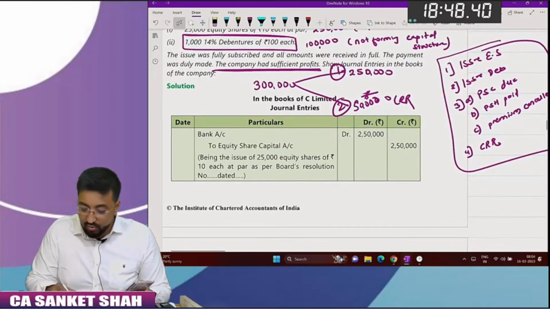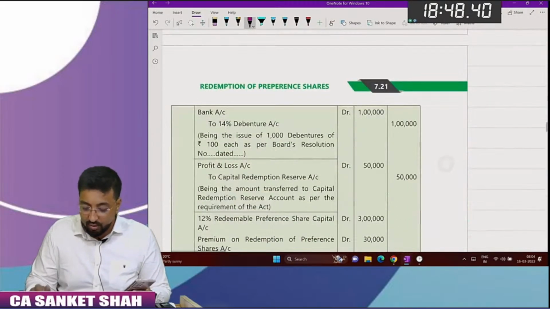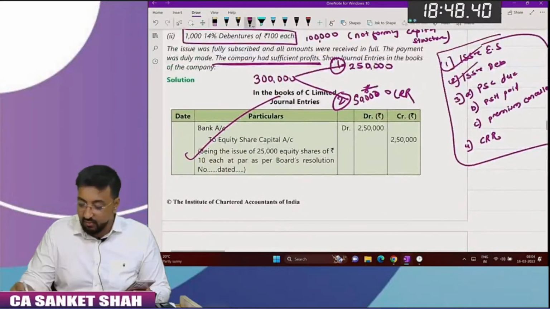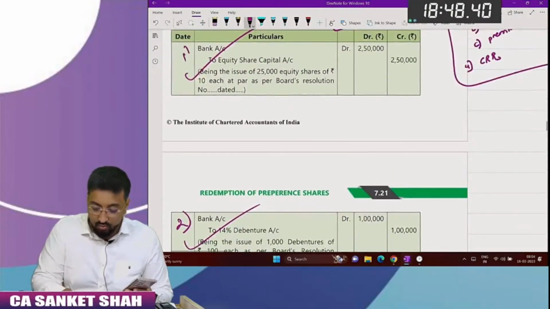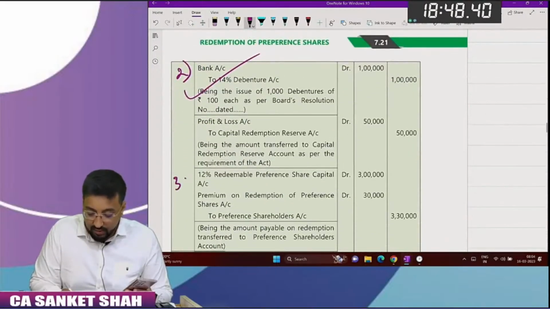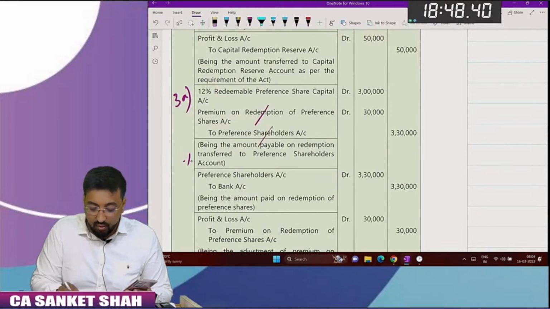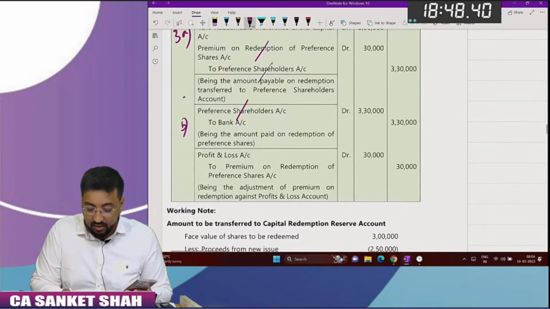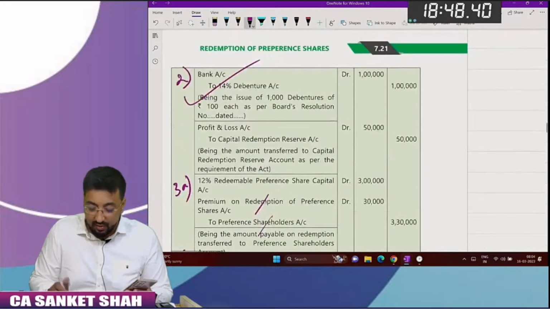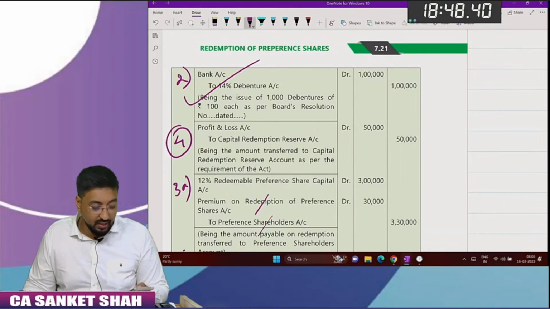So bank account debit to equity share capital, being equity shares issued, first entry over. Issue debenture: bank account debit to debentures, 14% debentures, correct. Beta, the sequence for ICI is slightly different. 1 and 2. Now 3: preference share capital account debit, premium on redemption account debit, to preference shareholders. These two are temporary accounts. Preference shareholder account debit to bank. This is a correct entry. Preference shareholders to bank, the holder will get cancelled. P&L to premium on redemption, and the fourth entry will be profit and loss account debit to CRR. So P&L account debit to CRR, 50,000.